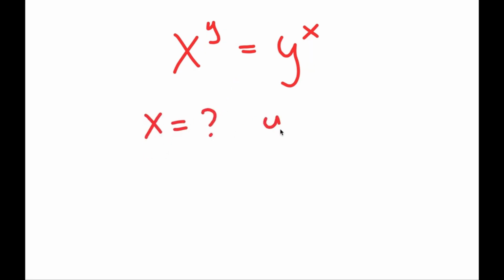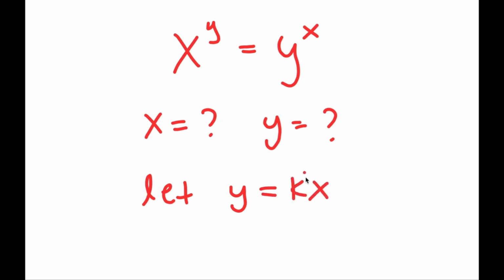Alright, so in this video, I'm going to solve the equation x to the power of y is equal to y to the power of x. So I want to find both of the values of x and y, and there could be multiple solutions to this. To solve this, I'm going to let y equal to k times x, k being a constant, so k can be any number.